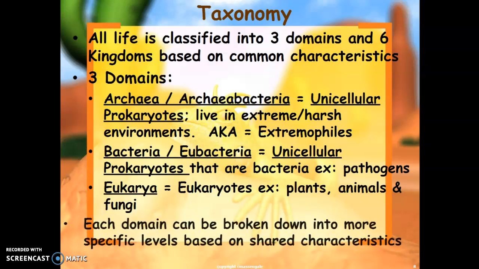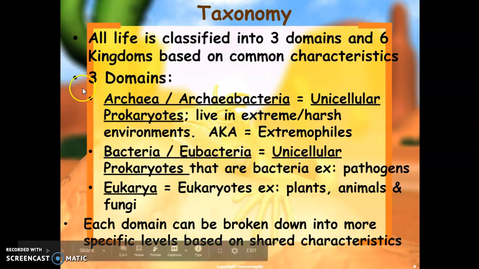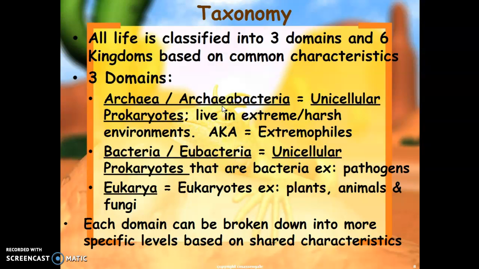So all life is classified into 3 domains, 3 domains, 6 kingdoms based on common characteristics. The 3 domains are archaea, bacteria, and eukarya. Archaeans are unicellular prokaryotes. They live in extreme, harsh environments, and another term for archaeans is extremophiles because they live in those harsh environments. Bacteria are also unicellular prokaryotes, and those are your pathogens. And eukarya are your plants, animals, and fungi.